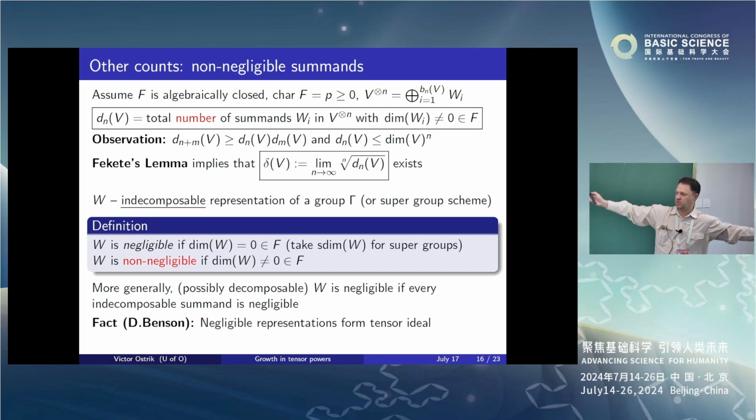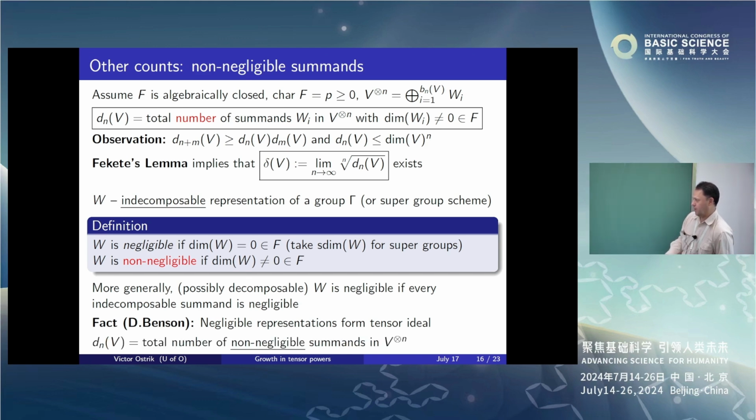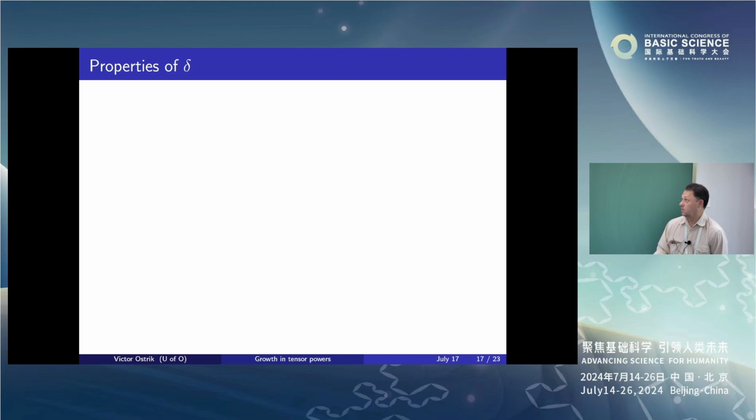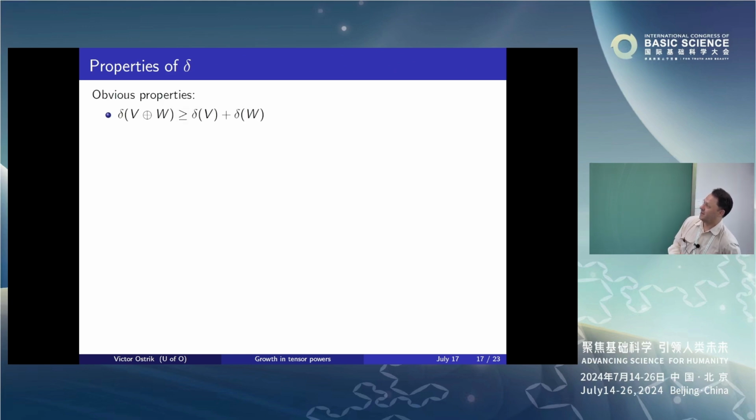So all summands in the result are also going to have dimension 0. So that's the property, and this really helps with this definition. Once again, my sequence Dn of V is the total number of non-negligible summands in tensor power n. And I hope to tell you something interesting about this sequence, or maybe really about the nth root of this sequence.